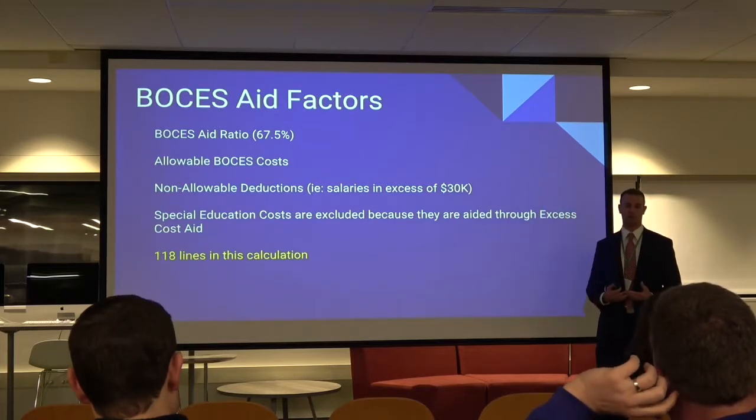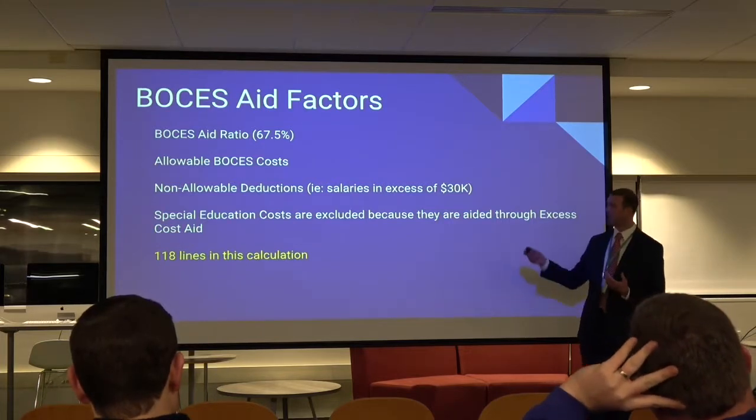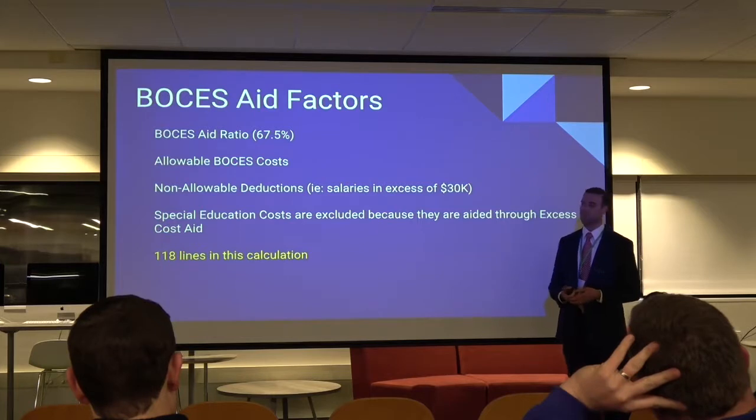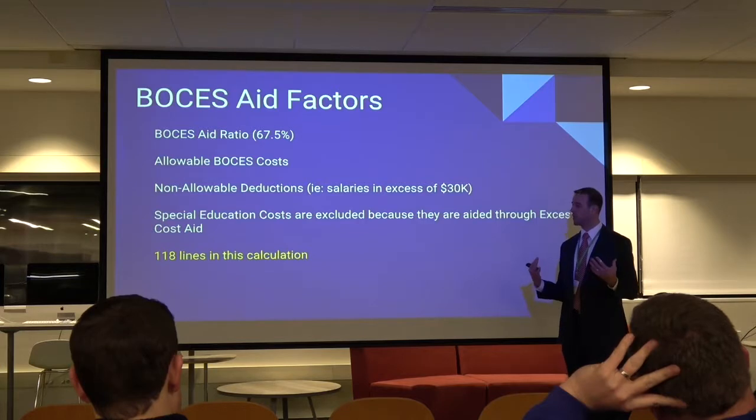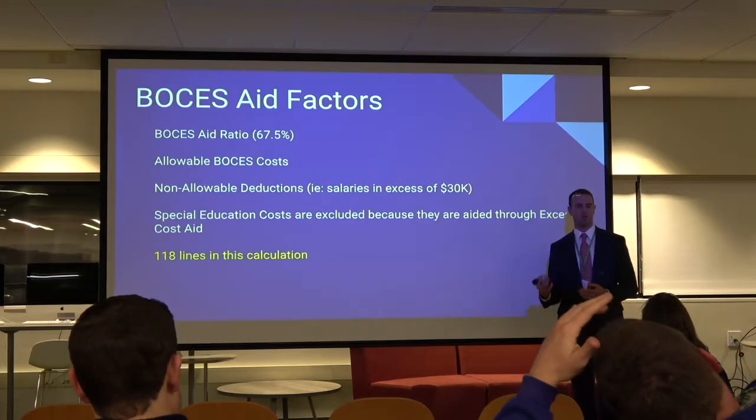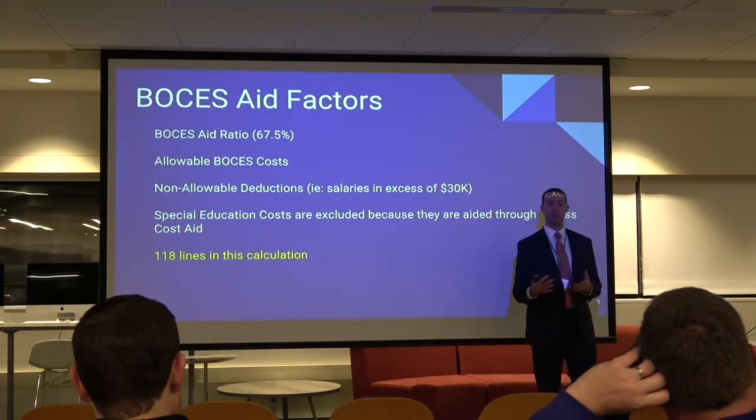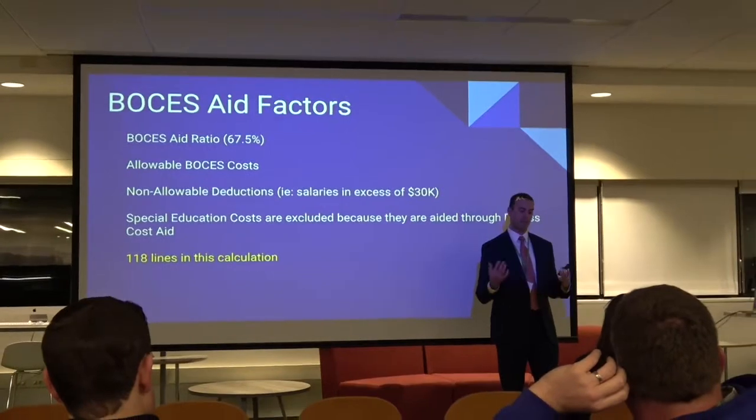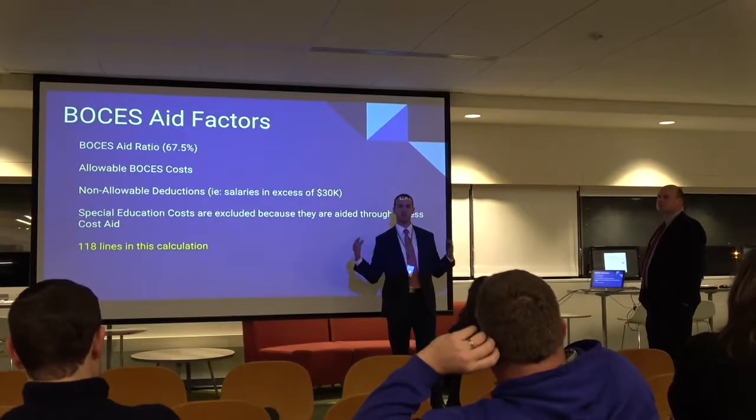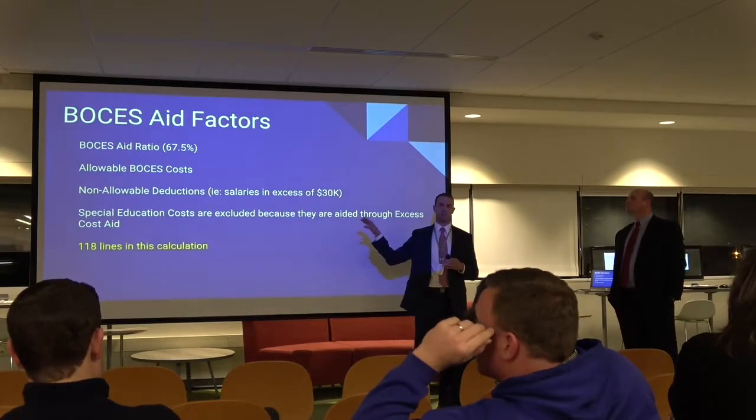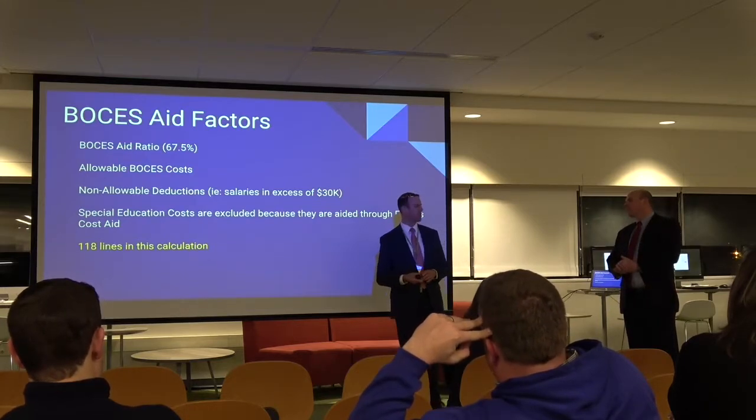So BOCES is very, very valuable to school districts because of those shared service arrangements, and being able to be reimbursed by the state for up to 67.5% of those aidable costs makes it very, very important for school districts to continue those shared service arrangements. I'm going to kick it over to Mike, because within the governor's proposal is an idea. It's not a very well thought out idea, in my opinion, for the state to collapse most of these aid categories into one aid category. And I'll ask Mike to give a better explanation of what's going on.